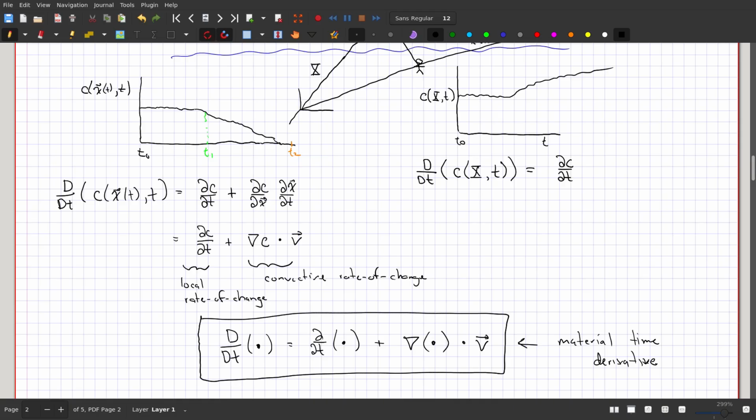And, you know, again, our example was for a scalar quantity, the concentration, but this works for vectors too, right? So if I put a vector in here, to take the time derivative of a vector, I get a vector. If I take the gradient of a vector, I get a tensor, and then I'm multiplying by a vector. So a tensor times a vector is a vector, right? I get a vector plus a vector, it makes sense.